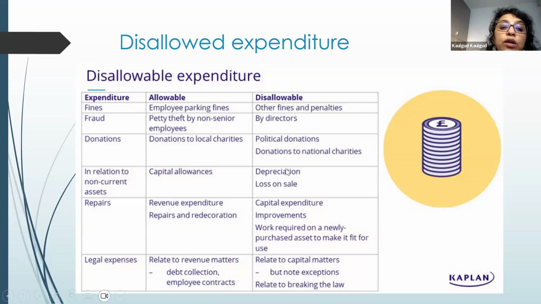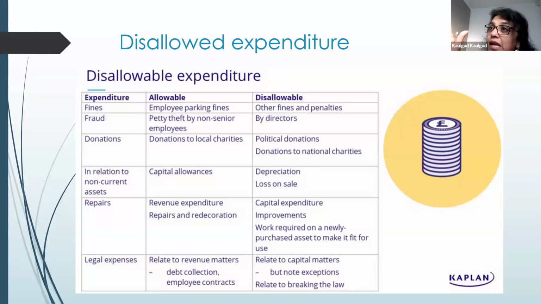Then in relation to non-current assets, capital allowances are allowed. Okay. So capital allowances means if you have bought any asset. In relation to the non-current asset, it is allowable, but it is classed as a capital allowance, guys. Okay. So that is different. And anyway, from level 2, what we have learned is when we buy an asset, we never put it on the profit and loss, isn't it? It goes through the cash flow, but it never goes through the profit and loss.